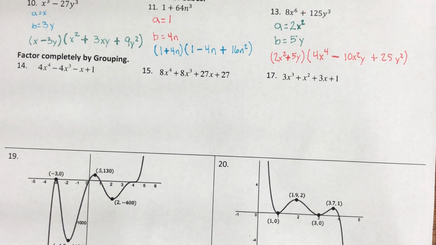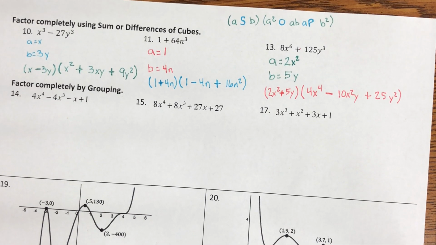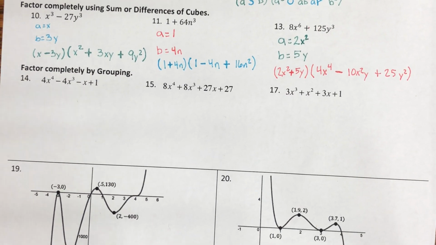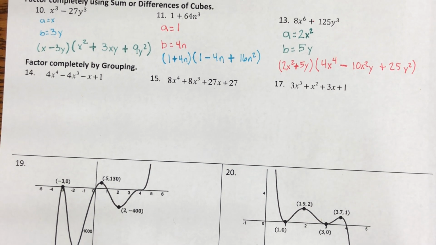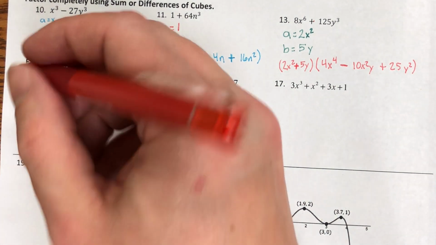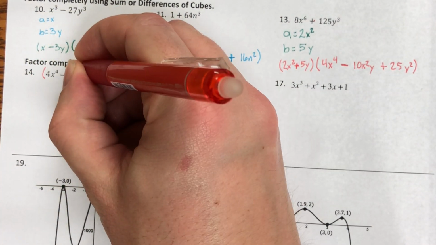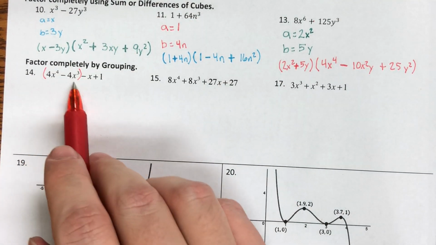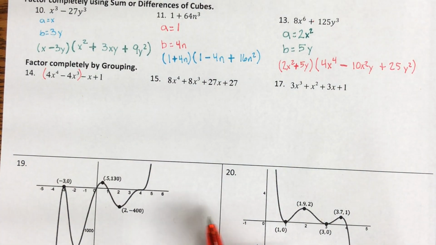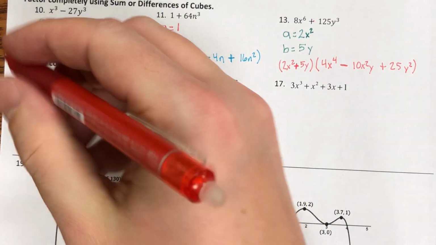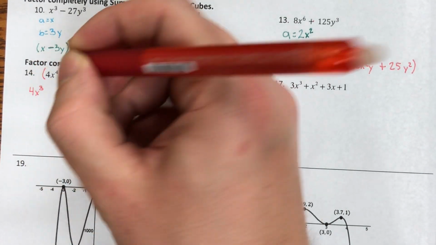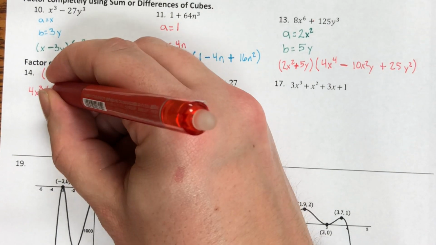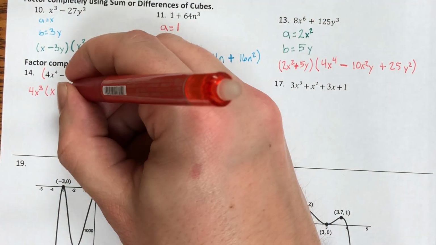Now, 14, 15, and 17, I don't know why it jumps to 17, but that's okay. These here, we're factoring by grouping. So when I group my first two together, and I look at those and I say, what is the greatest thing that they have in common? Well, both of those have 4x cubed that I can pull out. So I have 4x cubed, and if I do that, that leaves me with x minus 1.